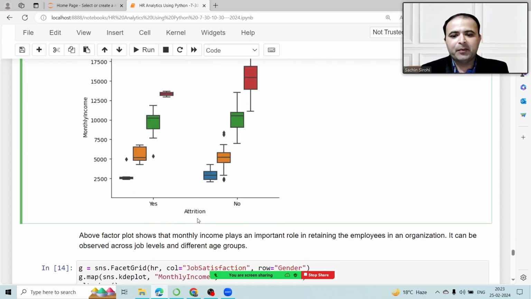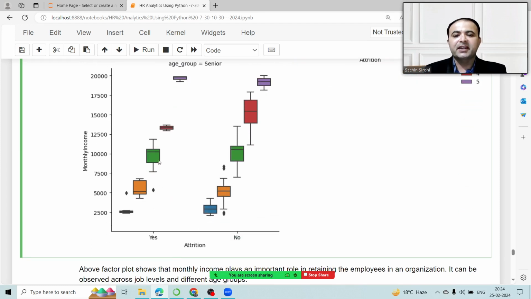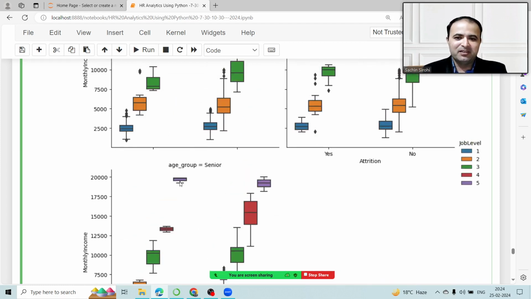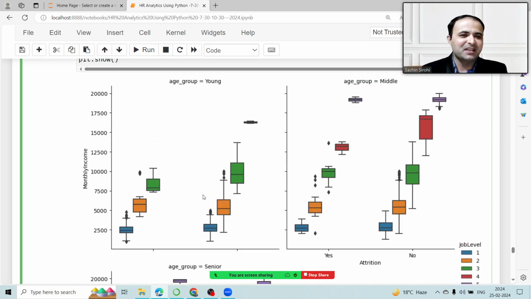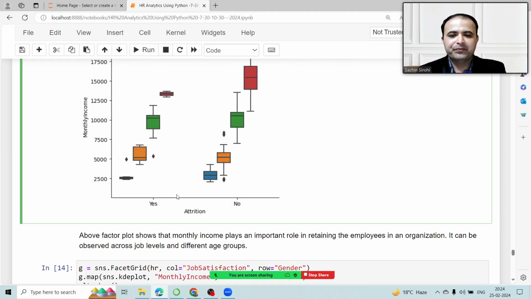And if I'm talking about the senior age, the attrition is low. The reason is seniority. In the young, the attrition rate is low, but in the middle age, the attrition rate is high as compared to young and the senior.